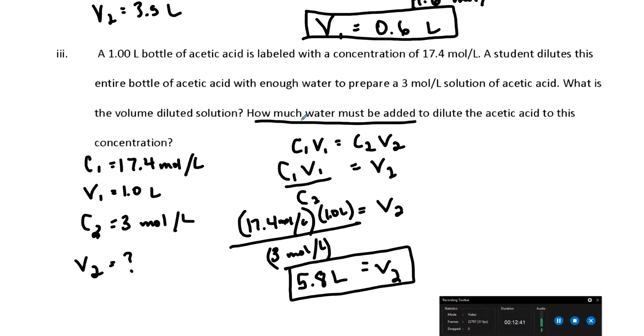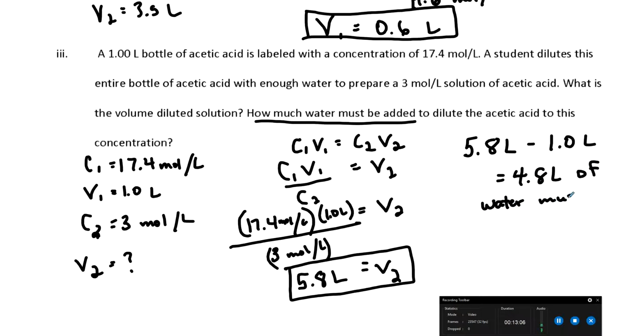But we want to also know how much water is added. So we know the final volume and we know the initial volume. If you subtract those two, you can find out how much water was added. So 5.8 liters minus 1 liter equals 4.8 liters of water must be added.